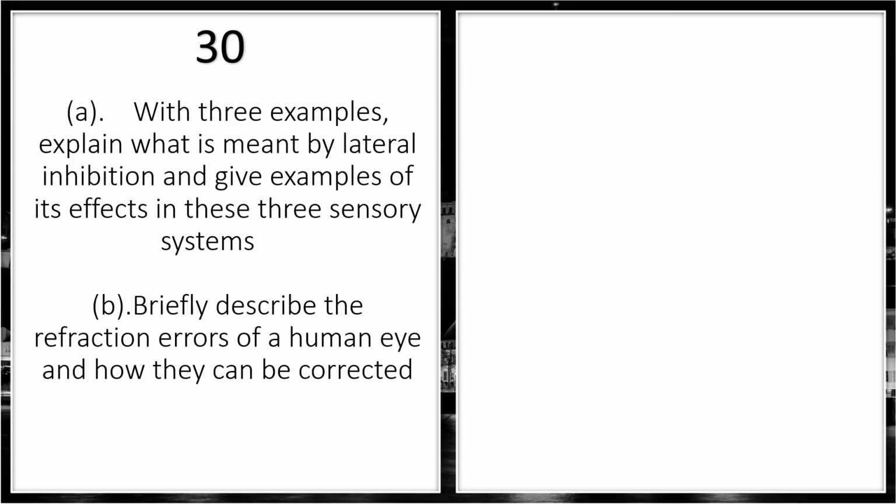Number 30. With 3 examples, explain what is meant by lateral inhibition and give examples of its effect on these 3 sensory systems.